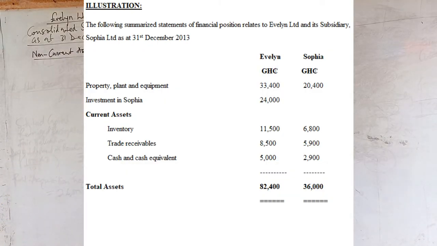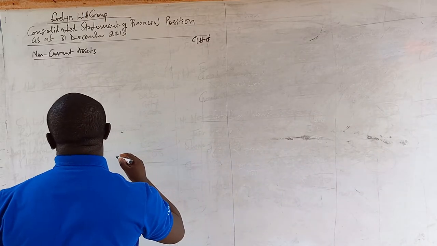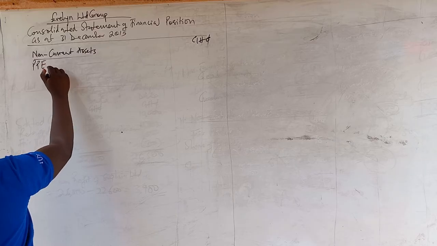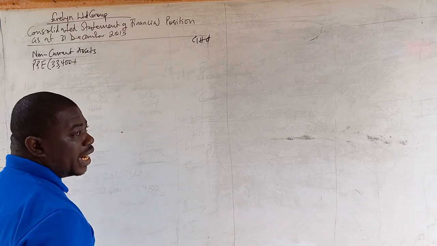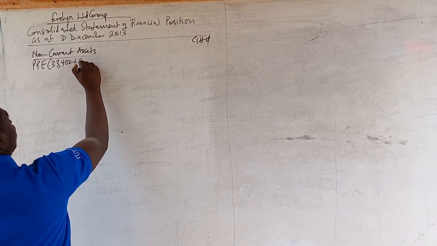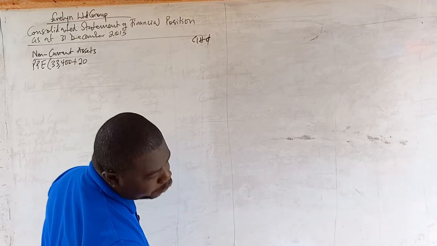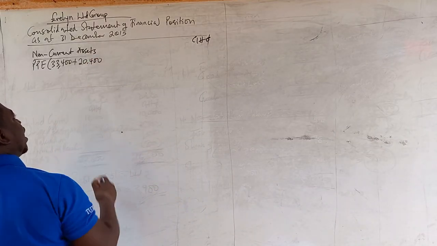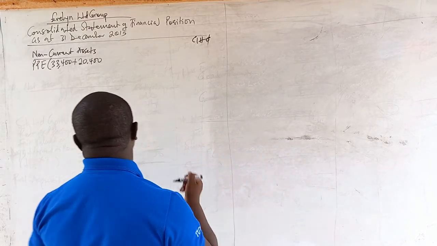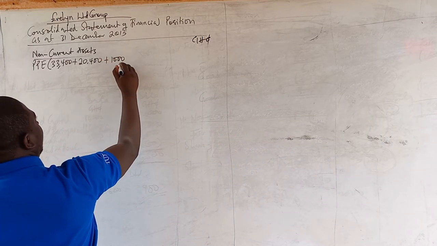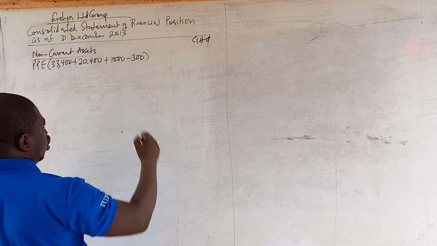Now, with the non-current assets, the first one that we can see from the question is the property, plant, and equipment. And we have 33,400 and 20,400. So look at what we are going to do. We have PPE, property, plant, and equipment, 33,400. We add across. Remember that we are adding across at this point. Plus 20,400. Then we were told that the fair value adjustment of the plant was not recorded anywhere in the books. So we have to add 1,000 and then subtract 300 as a depreciation adjustment.